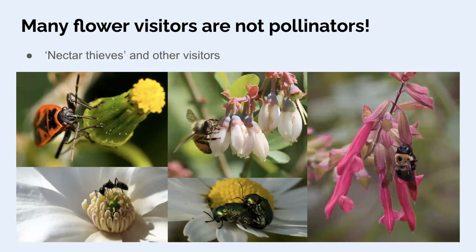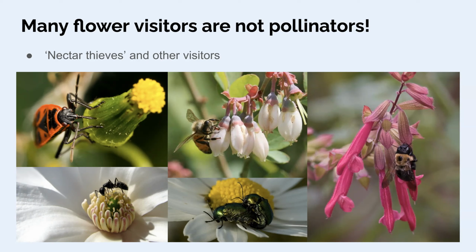So we see lots of animals visiting flowers. Flowers are attractive, and they end up being kind of a busy place in the landscape sometimes. And I just want to point out that not every animal that visits a flower is a pollinator. So it's important not to take that leap of assumption and say that just because you see an animal on a flower or visiting a flower, it's going to pollinate.